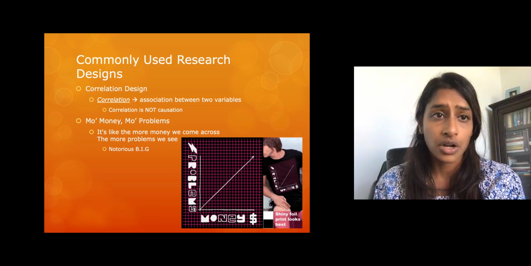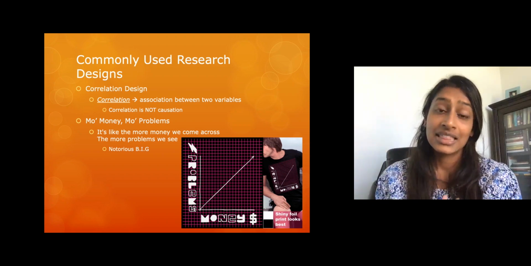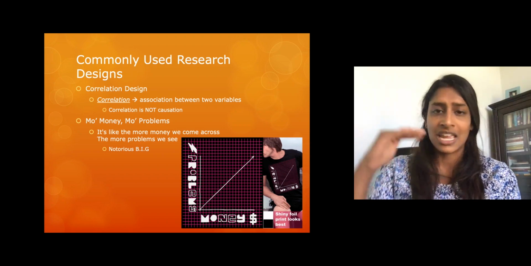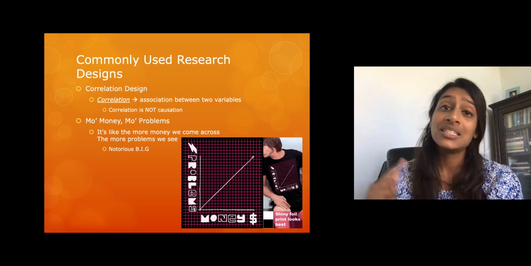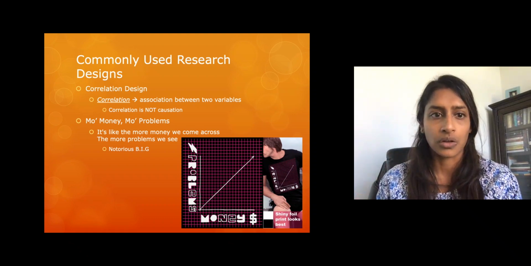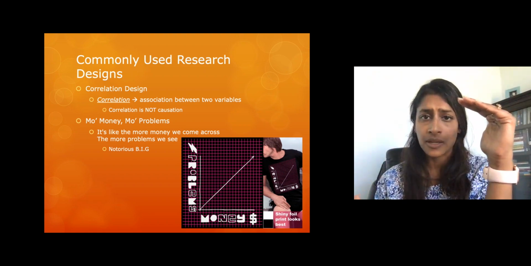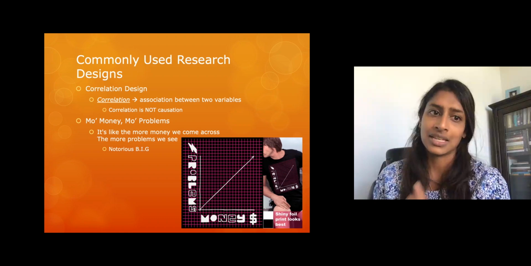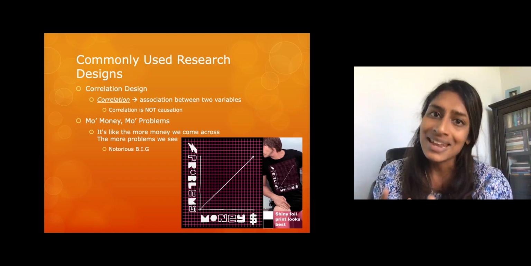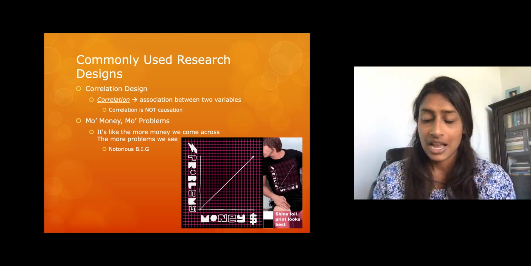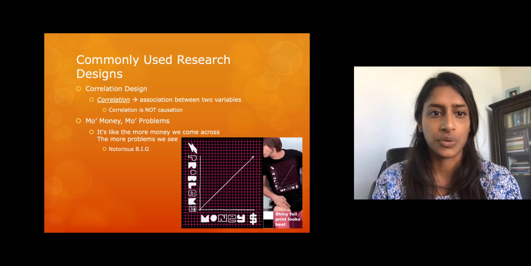Biggie actually argues that the more money one has, so we have an increase in money, we're also seeing an increase in problems. This is actually a positive correlation, right? Increase in money is related to increase in problems. But Biggie is not telling us that more money causes more problems, right? We can't actually say that because all we're noting here is a relationship between two items.